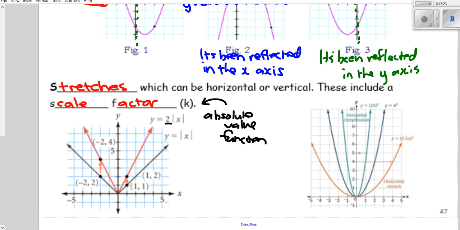If it's a 2, why doesn't it get wider? Oh, I get it, because you're on the axis and then you count 1, 2, and if it's scale factor 2 you times that by 2, so then you go 1, 2, 3, 4. Yes, that's right.